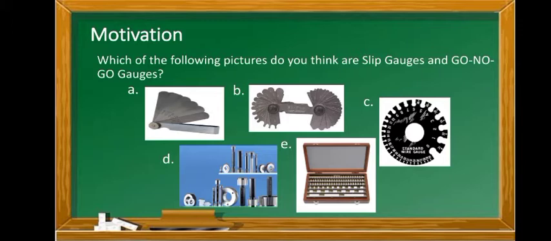Let's first have the motivation. As you can see, there are 5 different pictures, from A to E. Which of the following pictures do you think are slip gauges and go-no-go gauges? Just choose 2 pictures, one for slip gauges or gauge blocks and one for go-no-go gauges. So let's find out which of the following pictures is a slip gauge and a go-no-go gauge.